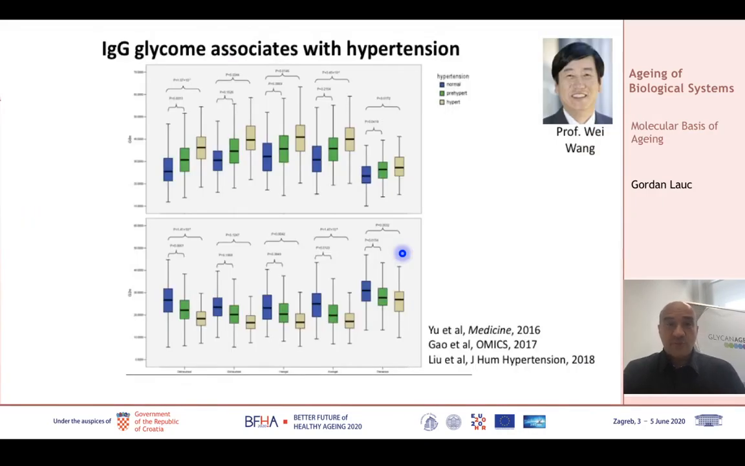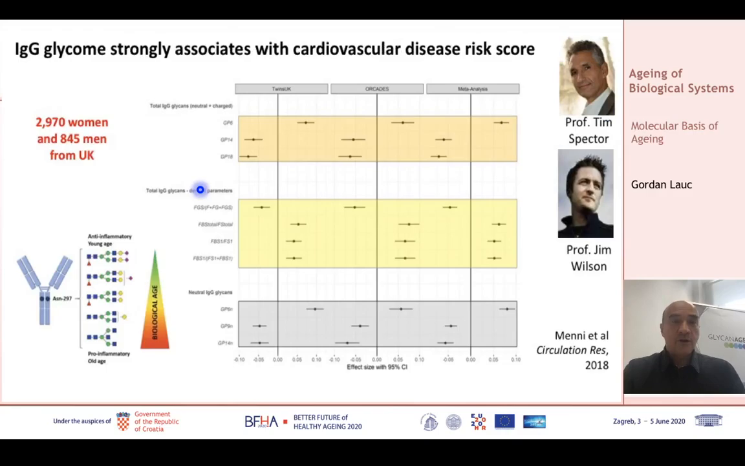One example where this could be used is hypertension. We know that people with hypertension will have glycans which look older, but also people with pre-hypertension have the same change already. When we looked in the large cohorts, over 3,500 people in the UK, we saw that the changes in the IgG glycome associate with the cardiovascular disease risk score. So glycans actually associate with the future risk of cardiovascular disease. But this was a correlation. It is not confirmation of causation.